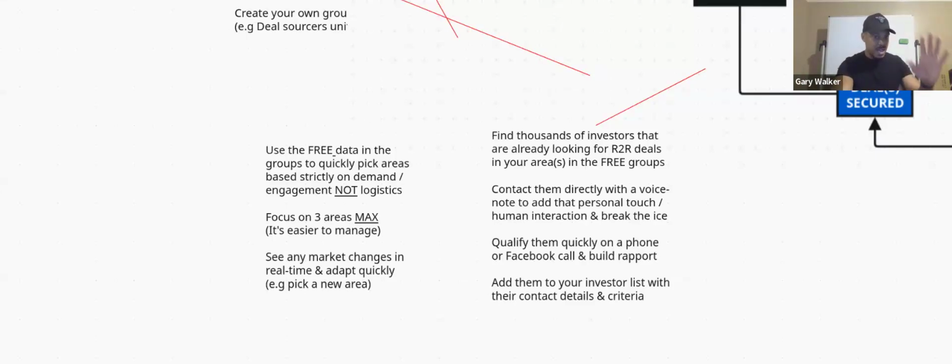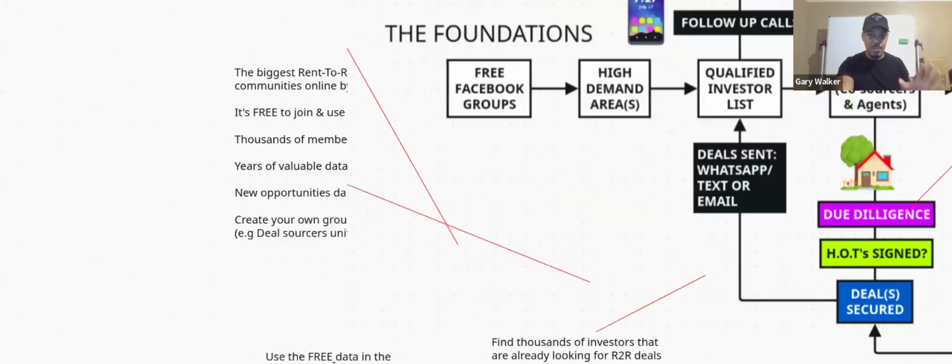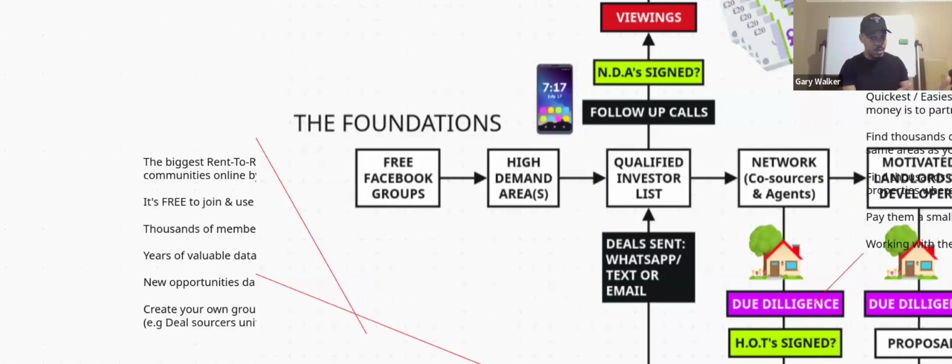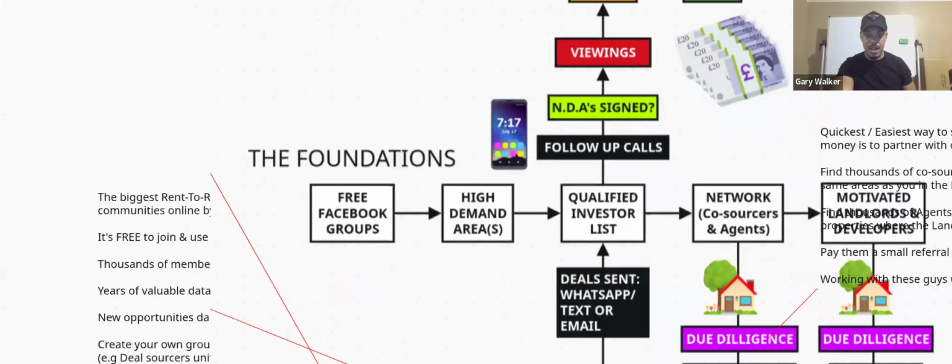Okay, is that clear? Everybody understands the importance of the high demand areas. So just to quickly rewind, you're joining all the free rent-to-rent Facebook groups, so you have access to the data and the people. And then once you're in the groups, you're now picking the areas that you're going to cover moving forward. So you're not just trying to do a deal everywhere. You're clear on, okay, London is my area, or London, Birmingham, and Manchester are my areas, or whichever areas you pick. But you're going to pick 3 maximum. Is everyone clear on that? Let me know in the chat, guys.